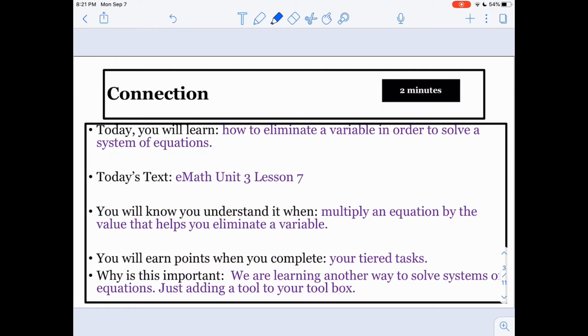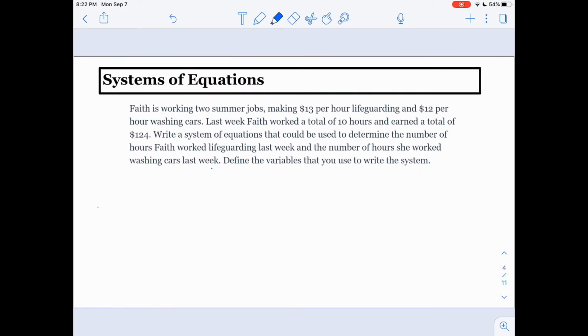Today we are going to learn how to eliminate a variable in order to solve a system of equations. This is important because we are learning another way to solve systems of equations. This is just another tool in your toolbox for you to apply during the appropriate situation. So let's take a look.